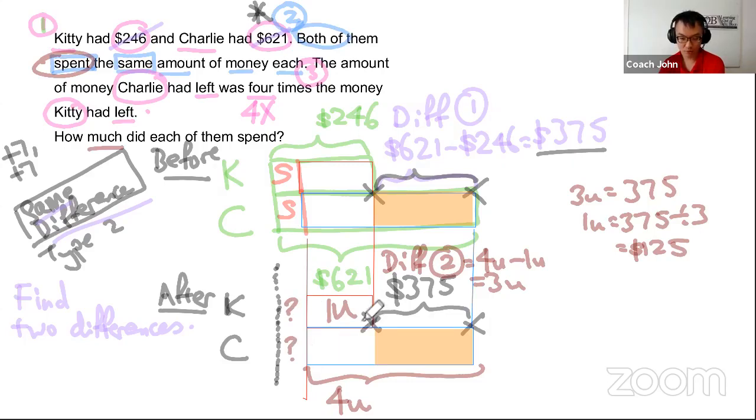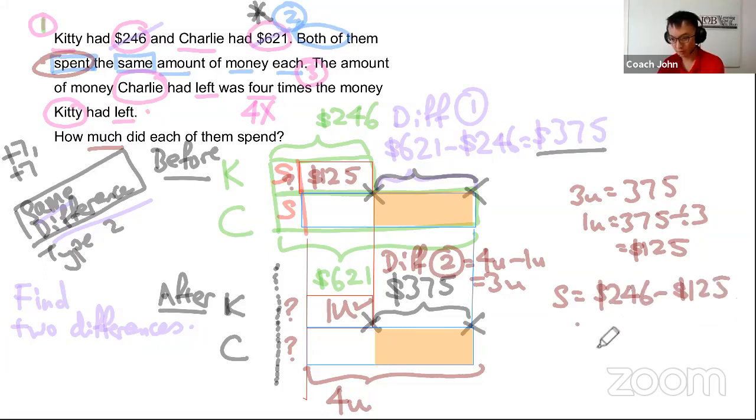So, in fact, 1u is already 125, so I know that it is 125 here as well. Some of you may want to find 4u, so it's 4u times 125, then minus off from 621. But an easier way will be finding using k. So S for k will be actually 246 minus 125.